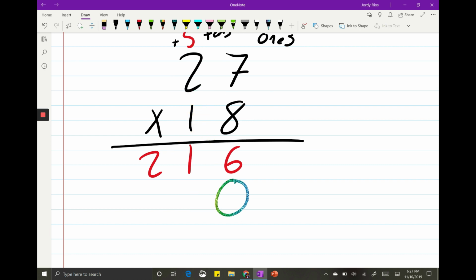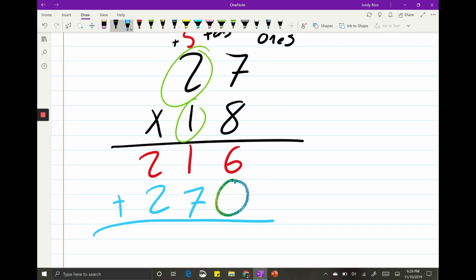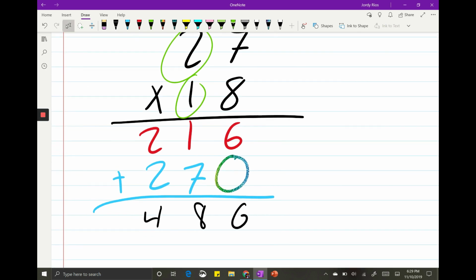All right, so let's do this again. 1 times 7. 1 times 7 is 7. We know that, okay? Now we do the next one. 1 times 2. 1 times 2 is 2. I got 270. Now, the next step is we add this up. 6 plus 0, 6. 1 plus 7, 8. 2 plus 2, 4. Okay, and there we go. That is our answer.